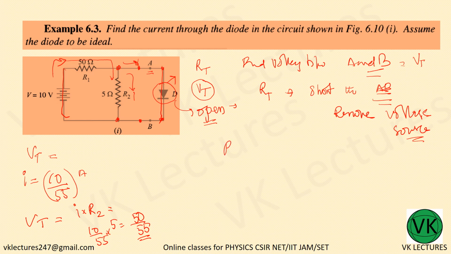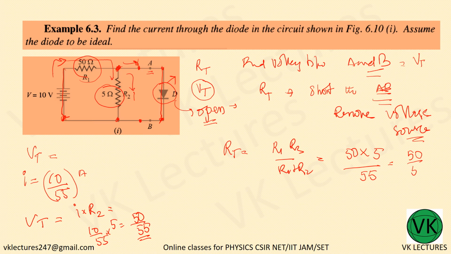Now what is RT then? Both are in parallel connection. If you want the junction, this is the junction. So R1 R2 divided by R1 plus R2, which is nothing but 50 into 5 divided by 50 plus 5, that is 55. So 50 by 55 into 5. Okay, leave it like this.